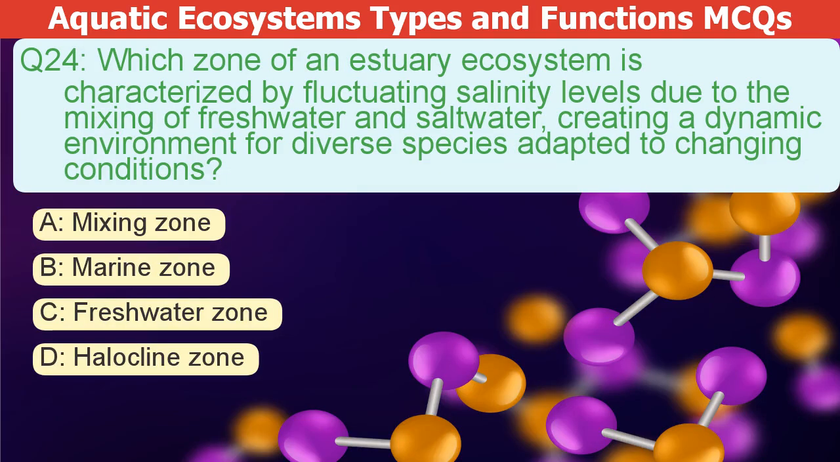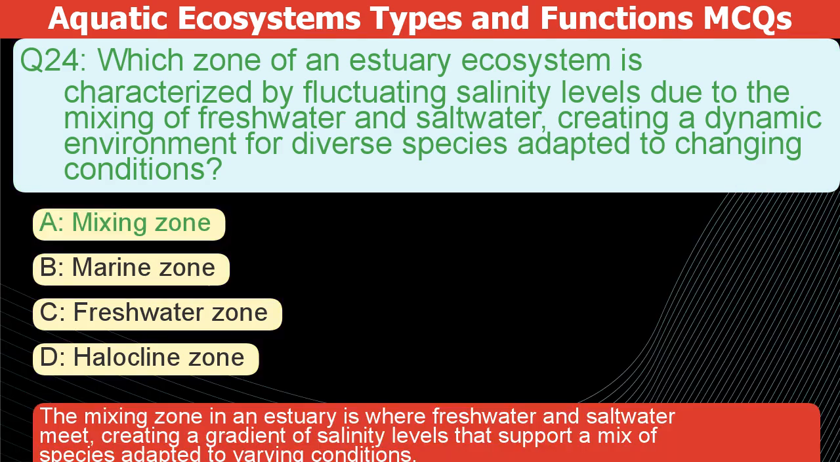Which zone of an estuary ecosystem is known for its constantly changing salt levels? This is due to freshwater and saltwater mixing, creating a lively home for many different species that can handle these changing conditions. A. Mixing zone. B. Marine zone. C. Freshwater zone. D. Halocline zone. The correct answer is A. The mixing zone in an estuary is where freshwater and saltwater meet, creating a gradient of salinity levels that support a mix of species adapted to varying conditions.